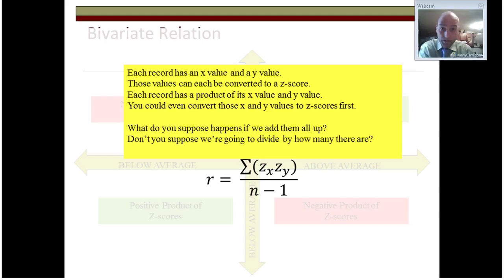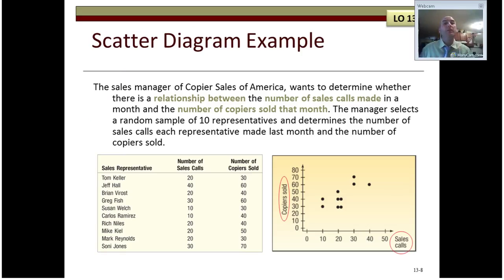R, correlation coefficient. Here's another example that doesn't involve babies or feet. The sales manager at Copier Sales of America wants to determine whether there's a relationship between the number of sales calls made in a month and the number of copiers sold that month. Doesn't know if it's positive or negative, just wants to know, is there a relationship between these two variables?